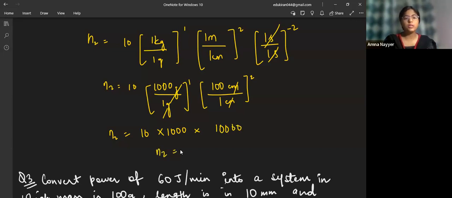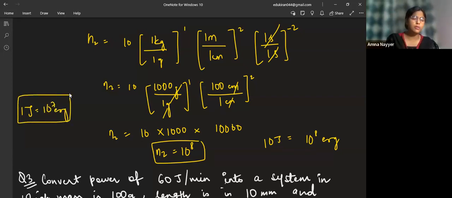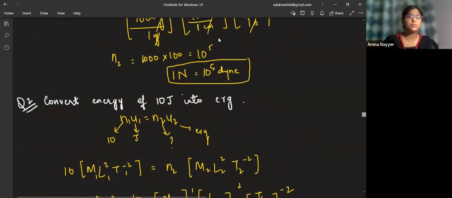So what is the value of N2? 3 plus 4 plus 1, this is 10 to the power 8. So 10 joules is equal to 10 to the power 8 erg. That means 1 joule is 10 to the power 7 erg. So 1 joule you should just remember for the calculation part. If you can remember 1 newton, 1 joule, that would be better. Otherwise, you should just know how to solve the question. All right, note down this one as well.